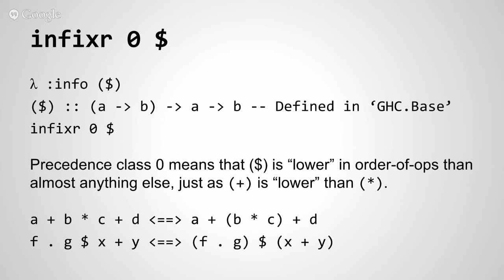As we see on the bottom, we have f.g. Dot is function composition, $ sign x plus y. That is intuitively clear to a Haskeller: that f.g is happening and x plus y is happening, and then they're coming together. But when it comes to fixity, unless it's obvious, just use parentheses.